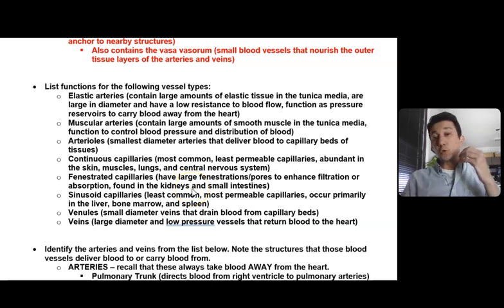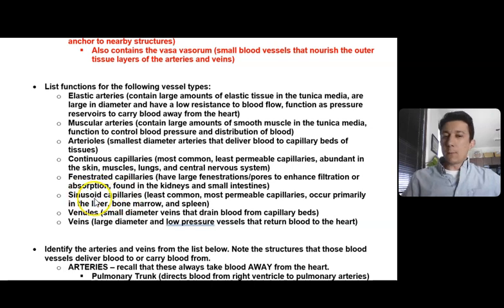But the initial filtration step in the kidneys is accomplished by these fenestrated capillaries. We also see fenestrated capillaries in the walls of the small intestines, because the small intestine is going to be the major site of nutrient and water absorption in the digestive system.